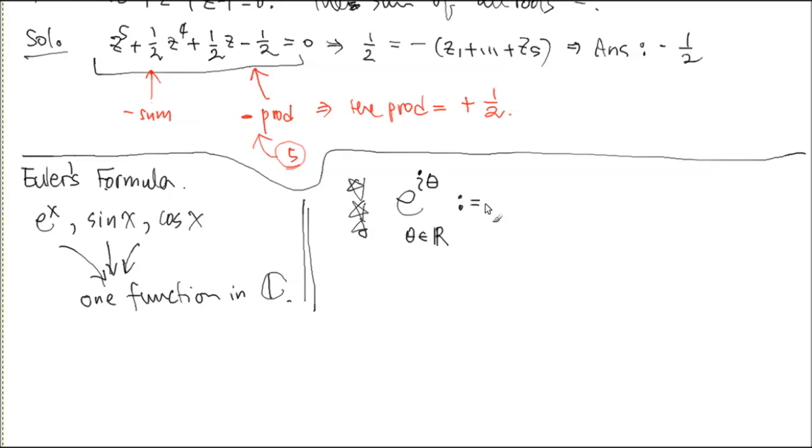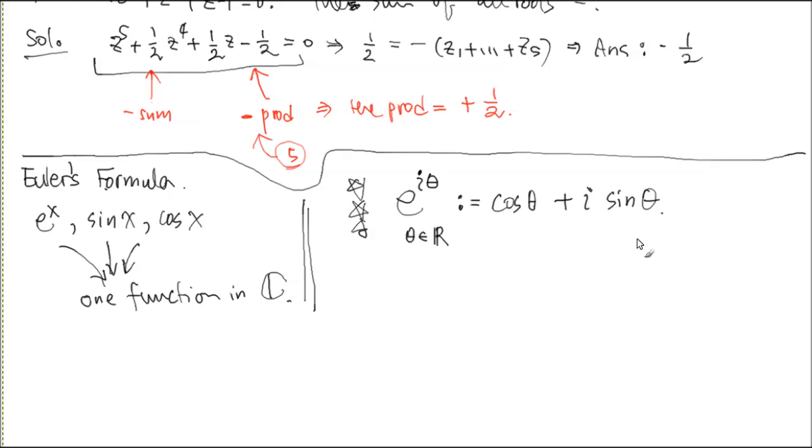So what is e to the i theta? Because you've seen it in the book a lot, right? What's e to the i theta? This symbol means we're defining. This one, by Euler, is defined to be this complex number: cosine theta of that real number plus i times sine theta.